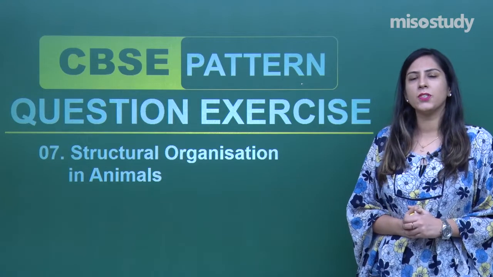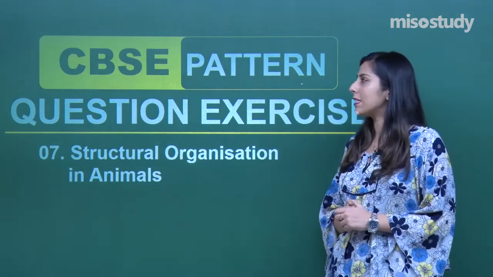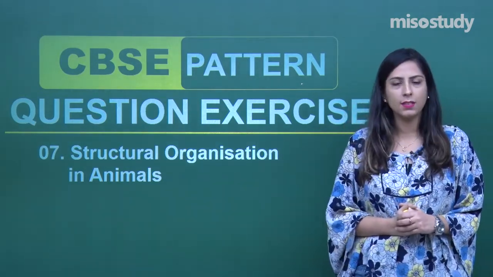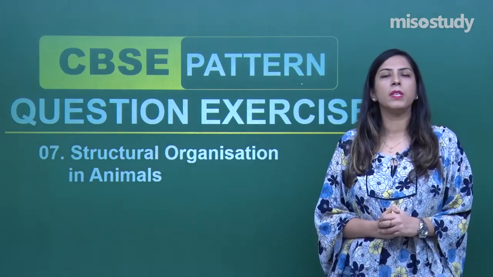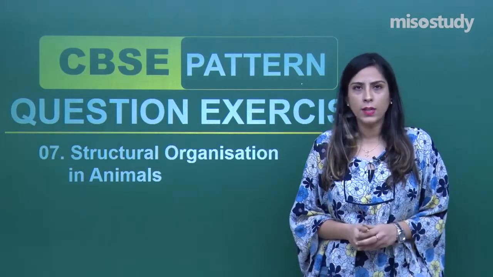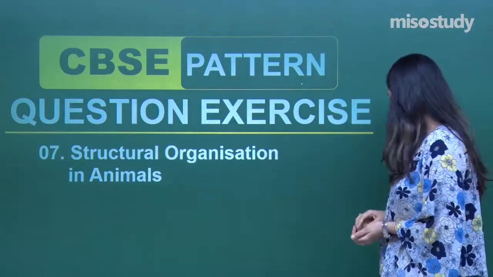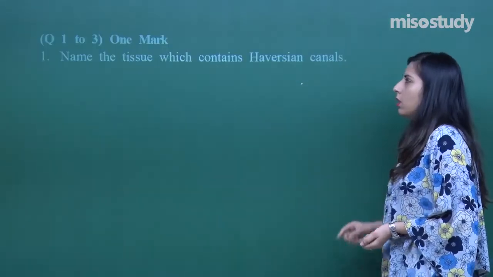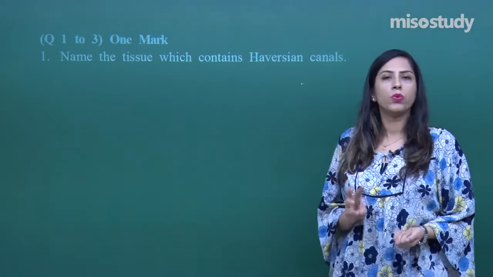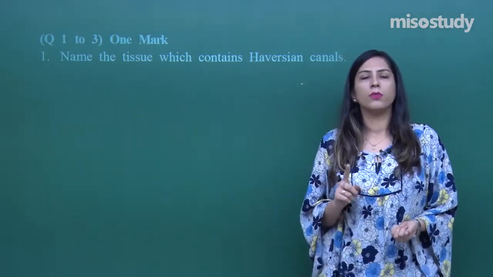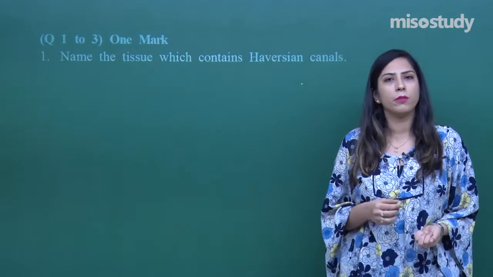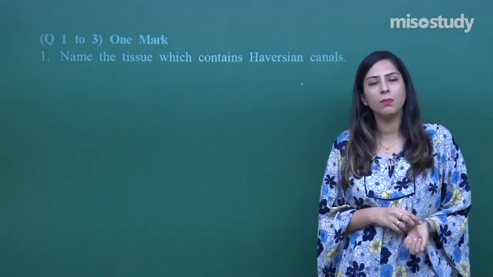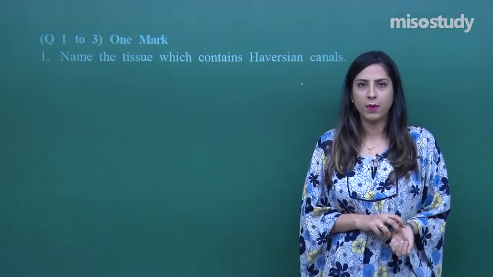In today's session, we will be talking about certain CBSE pattern question exercise for the chapter Structural Organization in Animals. We will be discussing 10 questions. So let's start today's session with question number 1. Questions 1, 2, 3 are of 1 mark. 4, 5, 6 are of 2 marks, whereas the rest is of 3 marks, 2 questions of 3 marks and 2 questions of 5 marks.